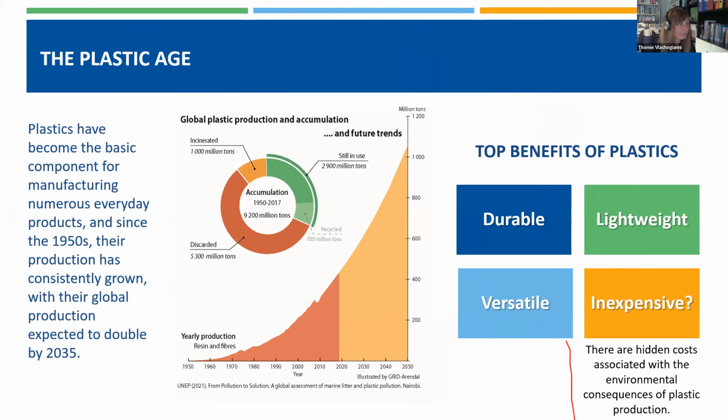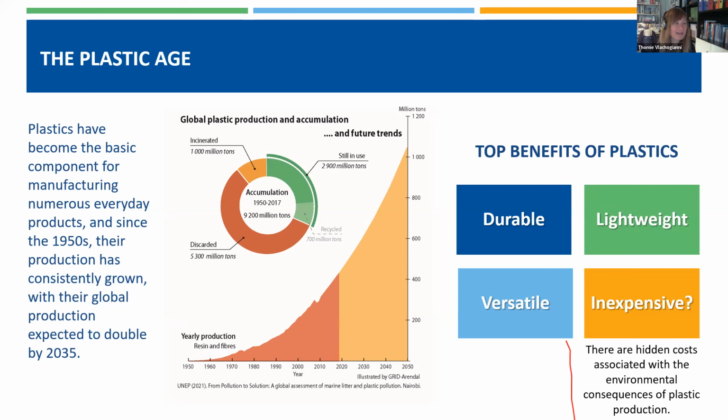So, coming back to the topic of the plastic age, here you can actually see how the global plastic production has evolved through time, starting from the 50s with a very low production. And in fact, coming now to 2020, the production has reached 400 million tons per year and is forecasted to continuously increase and expected to double by the year 2035.